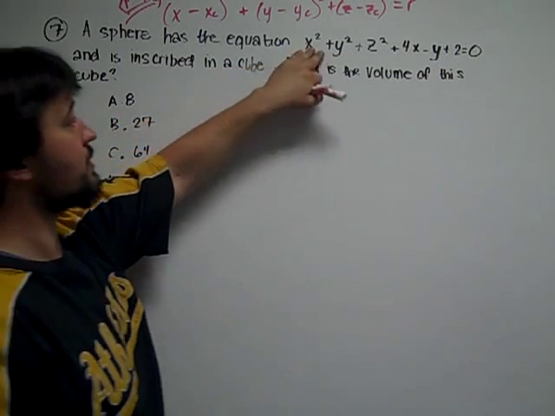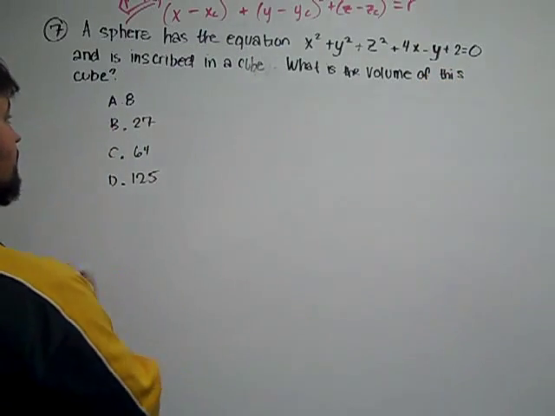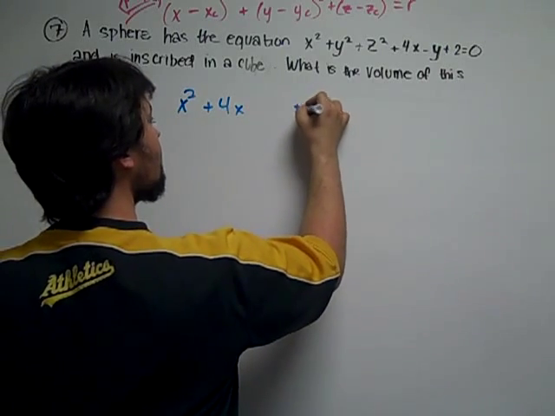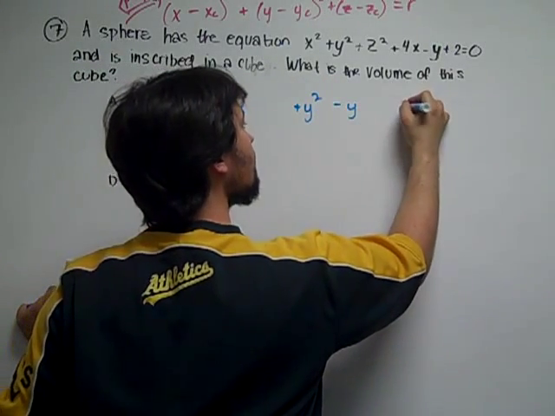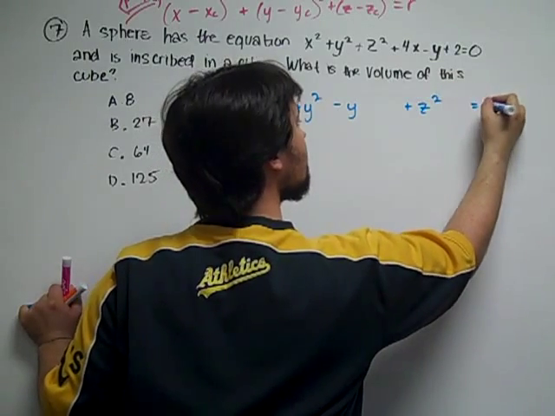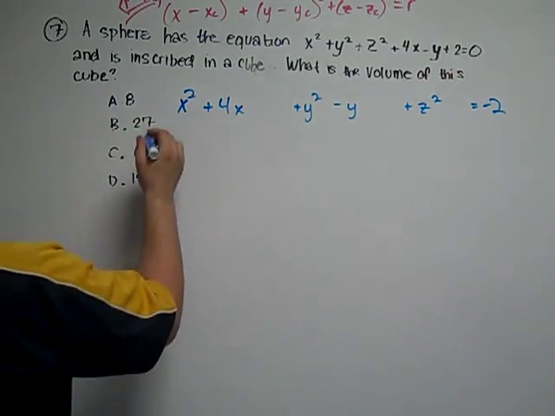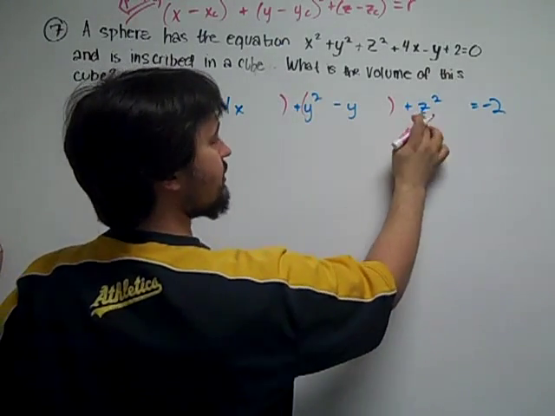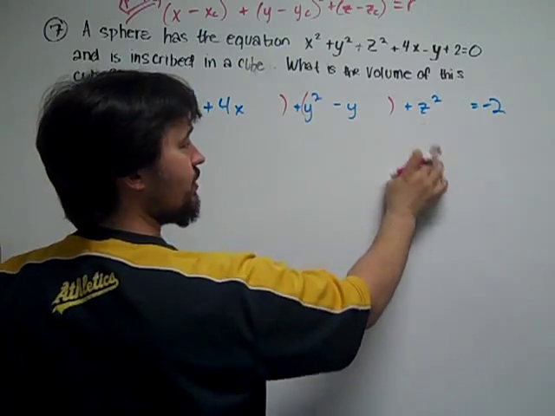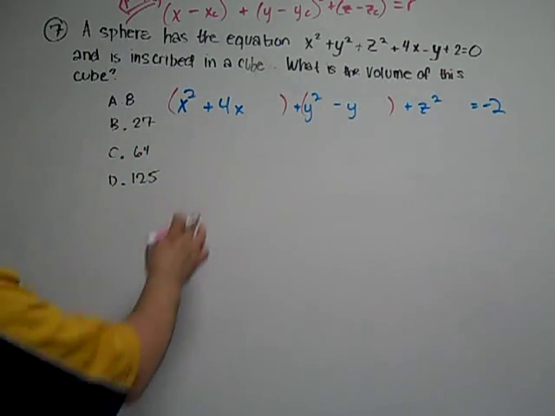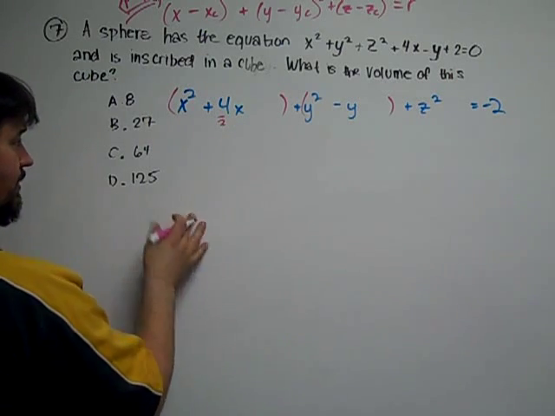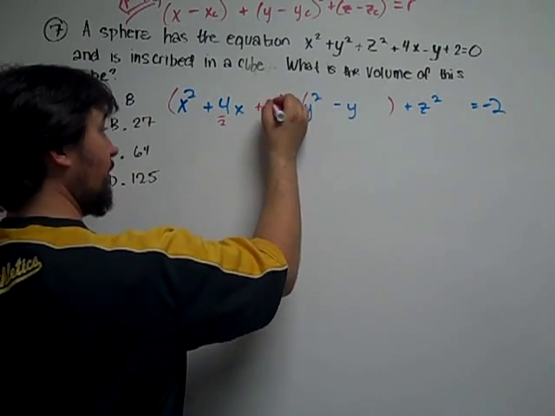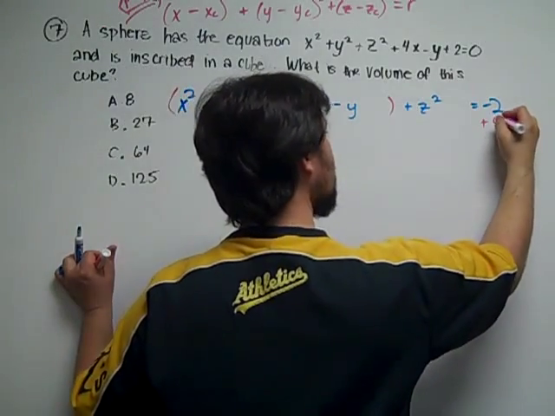We need to complete the square on this. So we're going to rearrange things. Now, I'm going to think about completing this square and this square. And this square doesn't need to be completed because there's no z term. There's only a z squared term. We take the middle number and divide by 2. And then we square it. So that's 2 squared, and I'm going to add 4 to both sides.